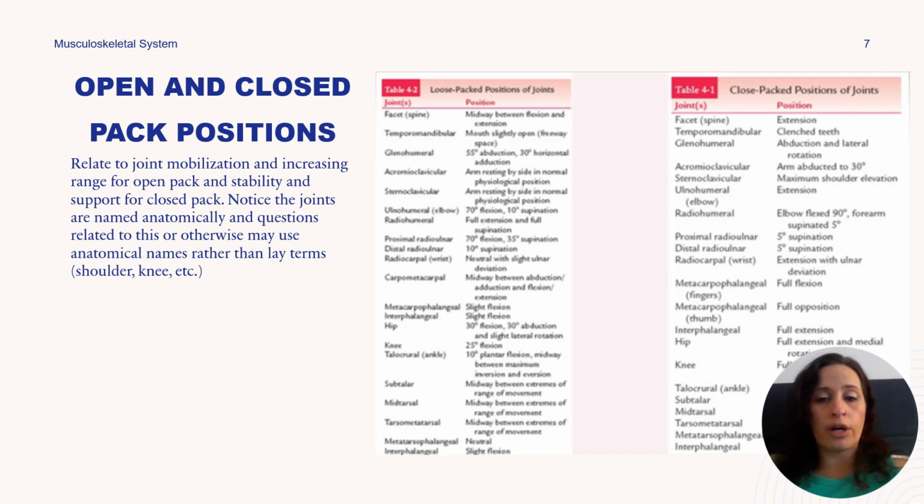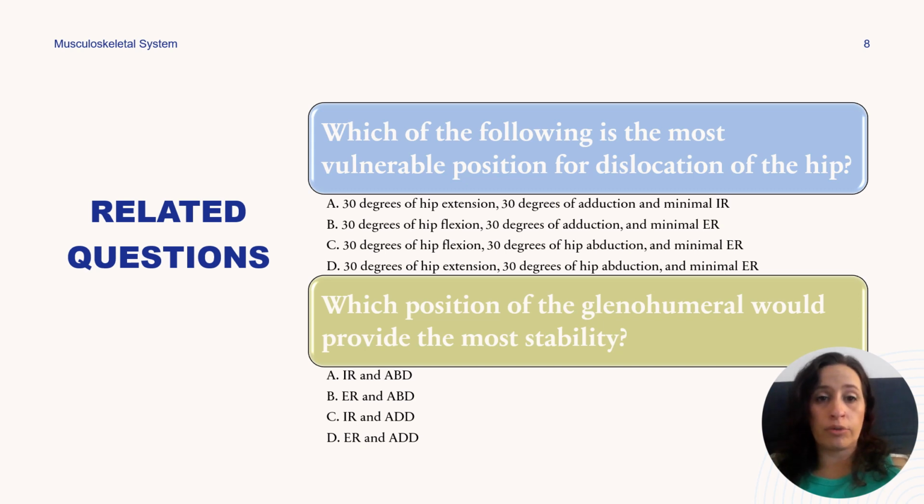Also notice in this chart, and if you look at your charts in the book, that the joints are named anatomically. And so again, it goes back to anatomy basics. If they say glenohumeral, if they say tibiofemoral, you should know that they're talking about shoulders and knees, because they're not always going to say knees and shoulders, right? And that's just basics, but if you've got to brush up on that, make sure you look at that. So here are the related questions.